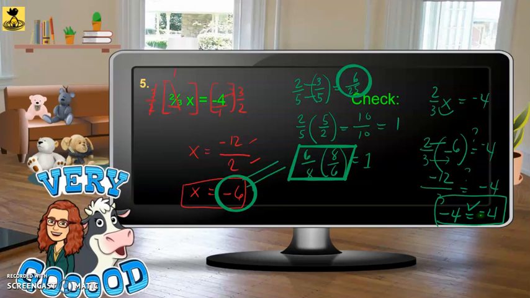So in this video, we have learned that to solve a simple linear equation, we applied the addition property of equality, subtraction property of equality, multiplication property of equality, and division property of equality.